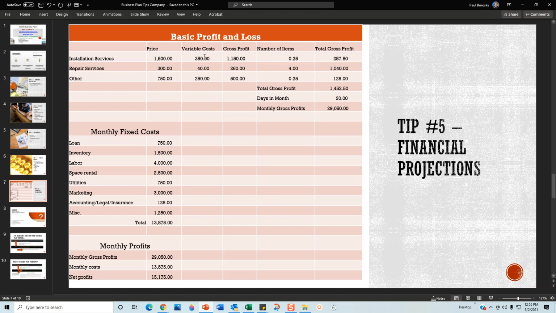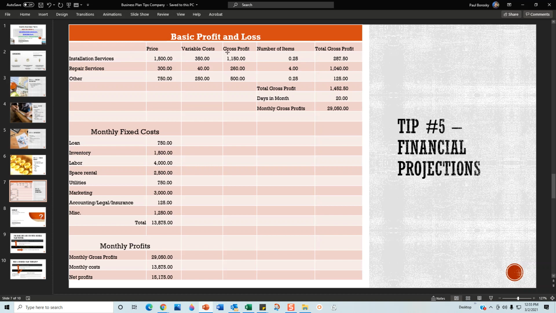The next thing you're going to do is you take your variable cost, subtract it from your price, and voila, you now have a gross profit. And it's not gross, it's actually wonderful. So you're going to take your gross profit, and then you're going to multiply it by the number of services you're going to provide in a day. I'm going with 0.25. So what this means is that you are going to be doing an installation service every 4 days. So that's the theory behind that.